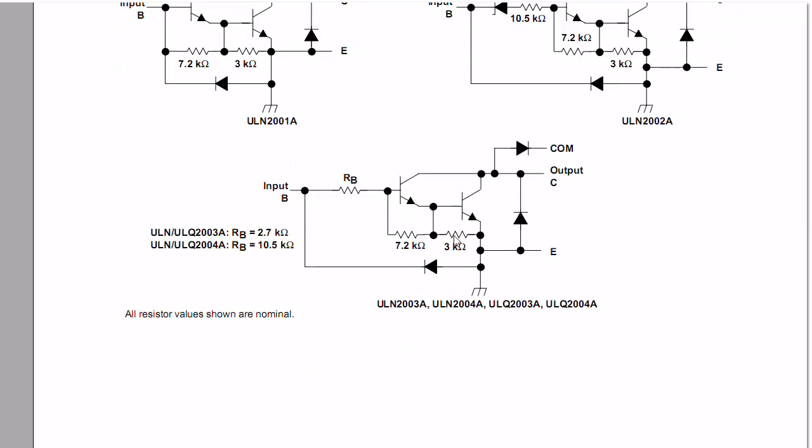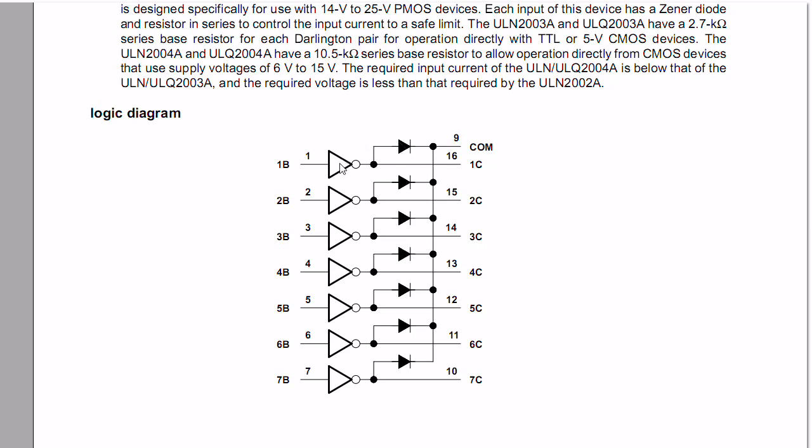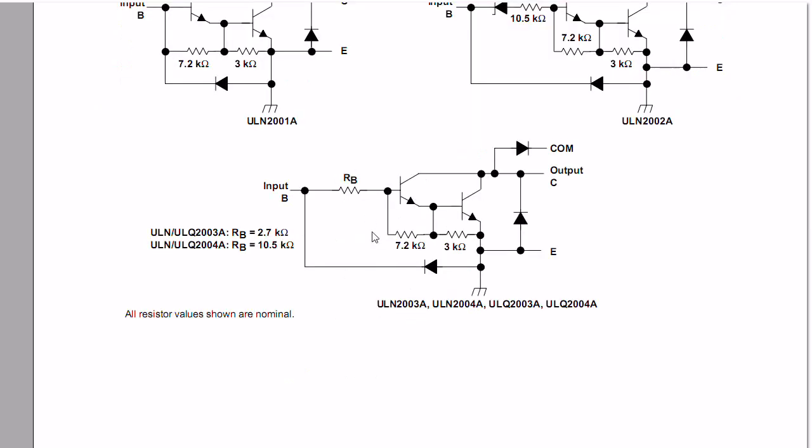Looking over here, here's the equivalent circuit for each transistor array. As you see here, there's an input resistor, 2 transistors in a Darlington configuration, and various bias resistors, and it has suppressor diodes.